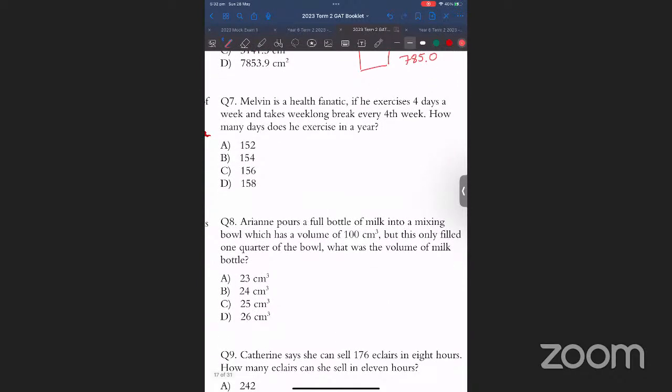All right, next question. Melvin is a health fanatic. By the way, I promise you I didn't write this question. Someone else wrote it. I wouldn't write this about myself. Anyways, Melvin is a health fanatic. If he exercises 4 days a week and takes a week-long break every 4th week, how many days does he exercise in a year? So the way you do it is like this.